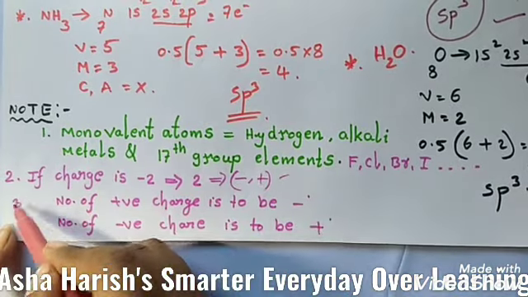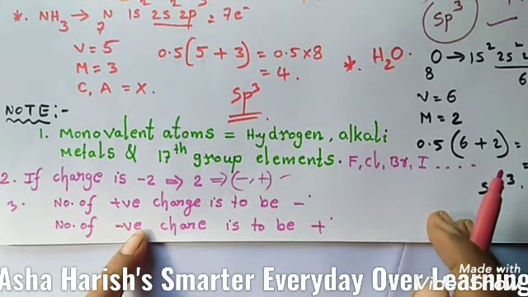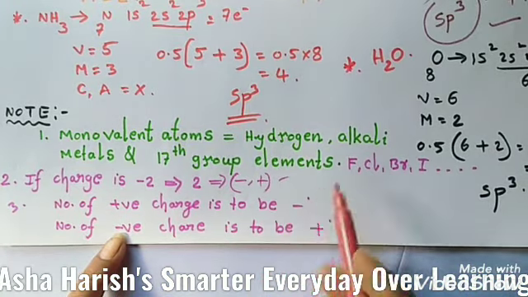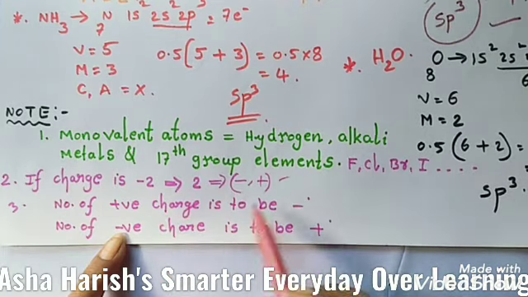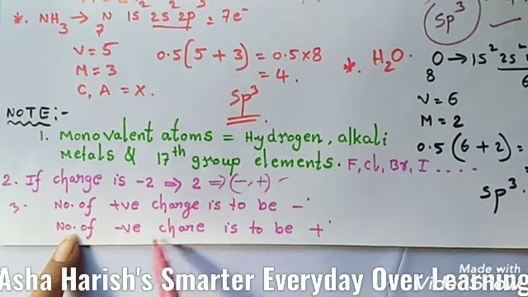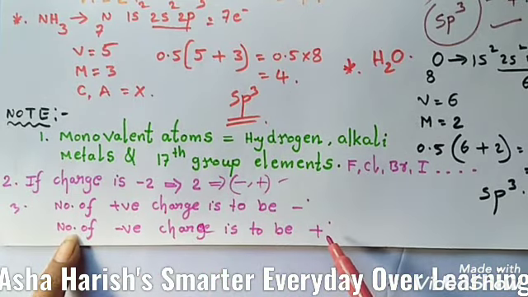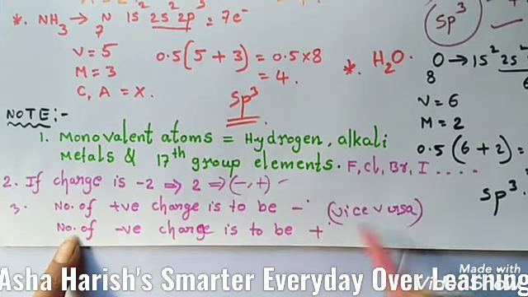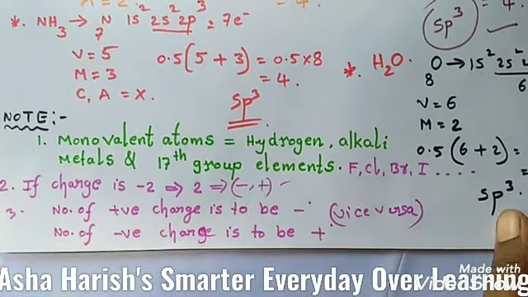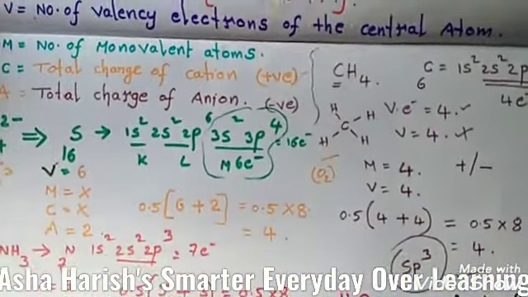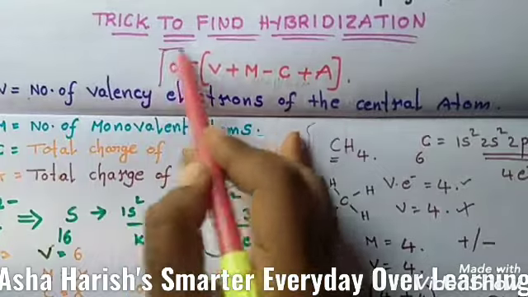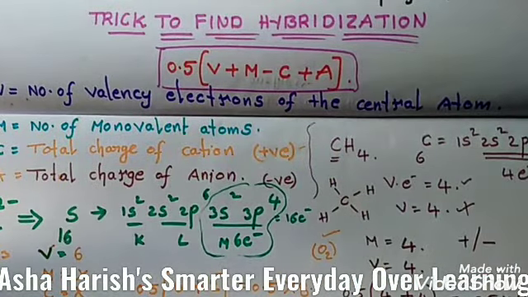And rule number 3, what you have to remember, is that the number of positive charges is to be subtracted. Okay, how many positive charges are there on the compound is to be subtracted, and students, the number of negative charges is to be added. Okay, these two are vice versa. These are the steps you have to follow while identifying the type of hybridization. So this is the simple trick to find the type of hybridization. Okay students, I have done a number of examples here, and you have to remember them.